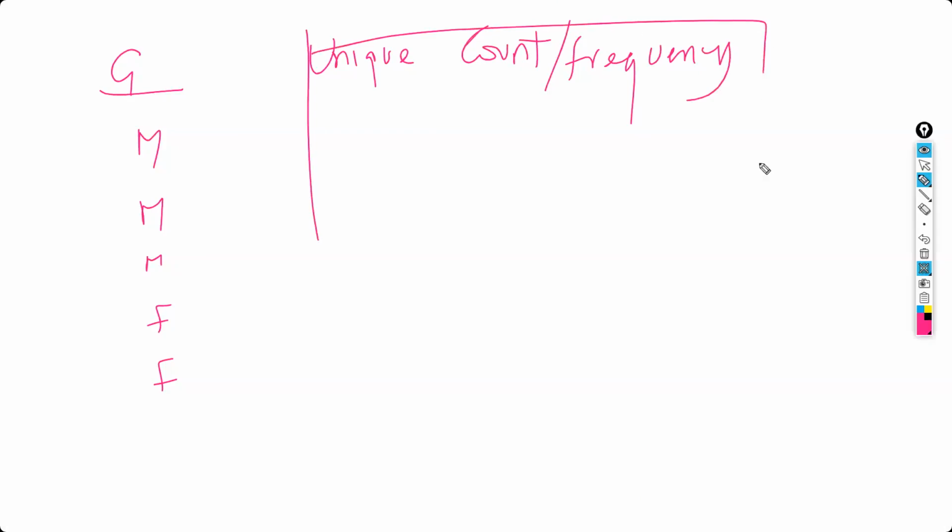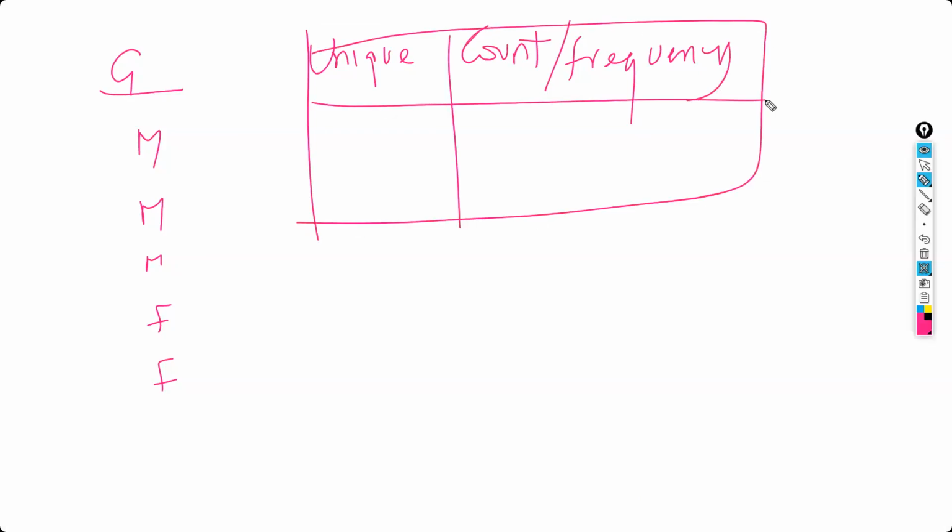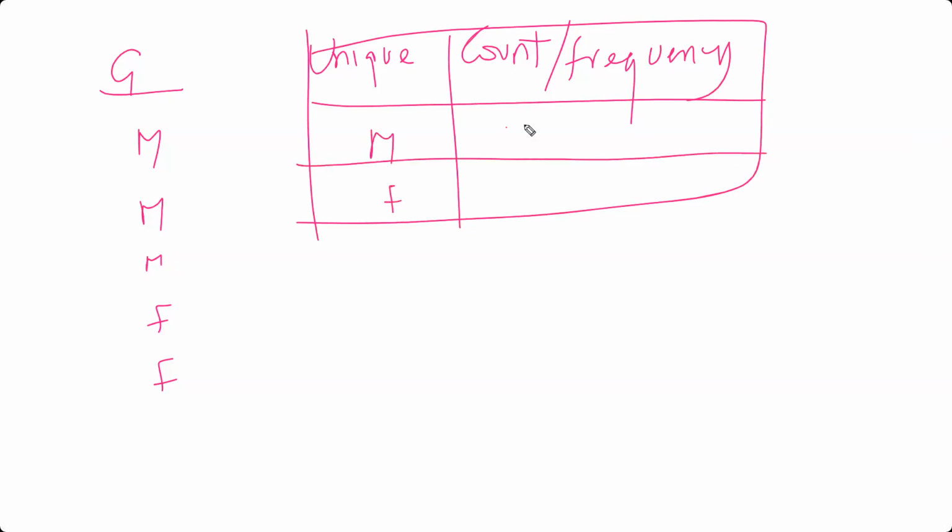First, I'm going to create a table for this. In the table, what are the unique values? M, F. How many M's are there? 3. How many F's are there? 2. This is called as frequency table. Frequency table means unique values along with their frequencies. That is count. In pandas, it is value counts. So that is a frequency table basically.